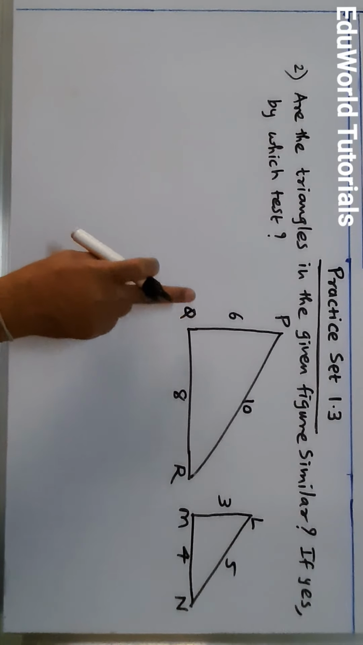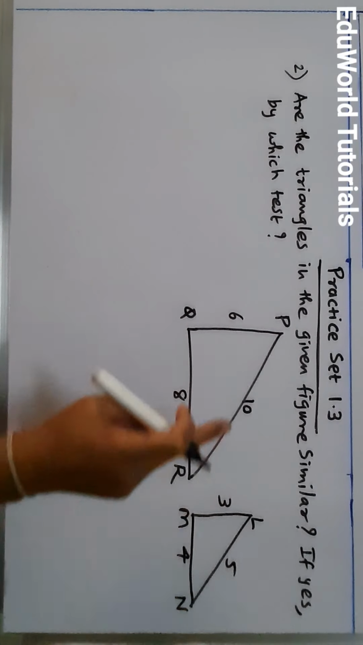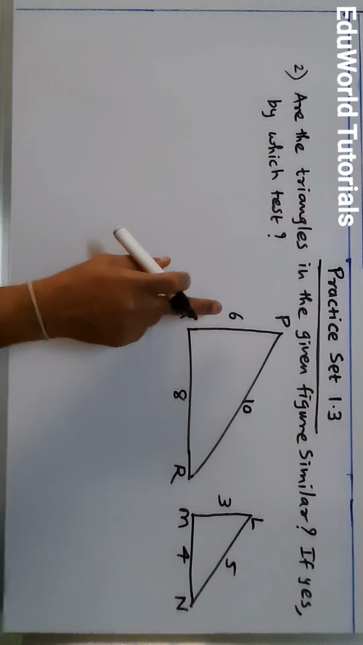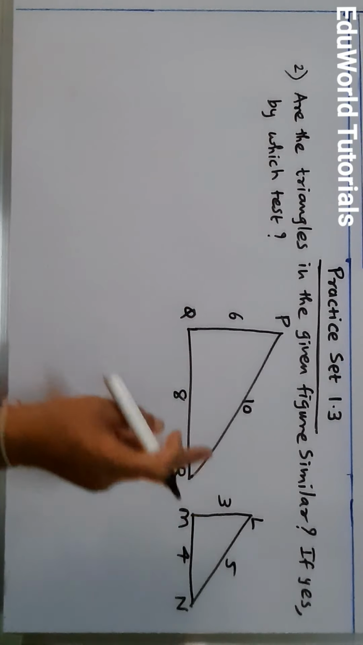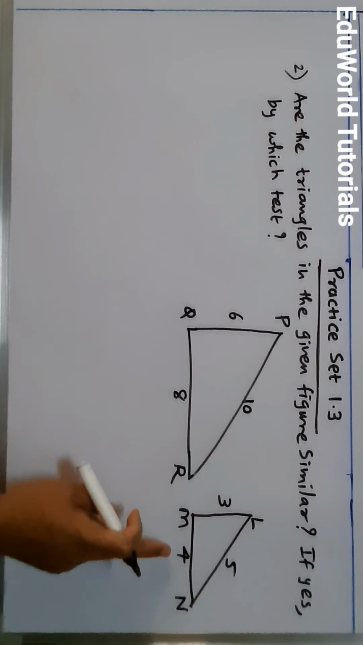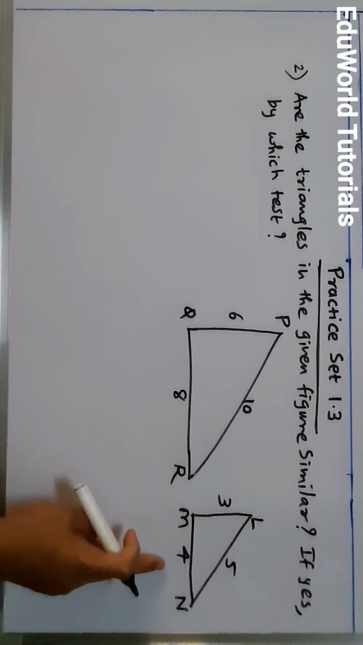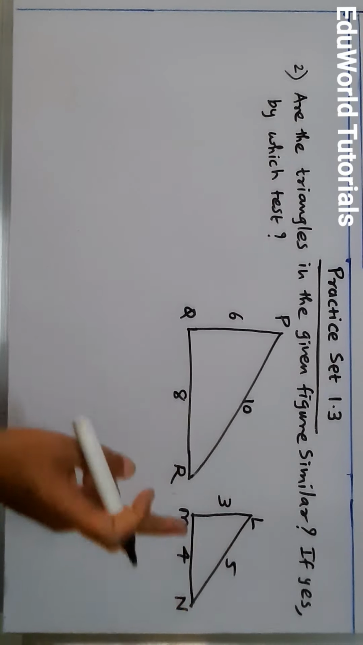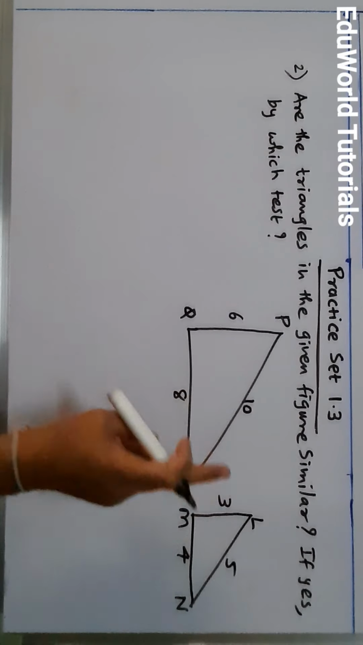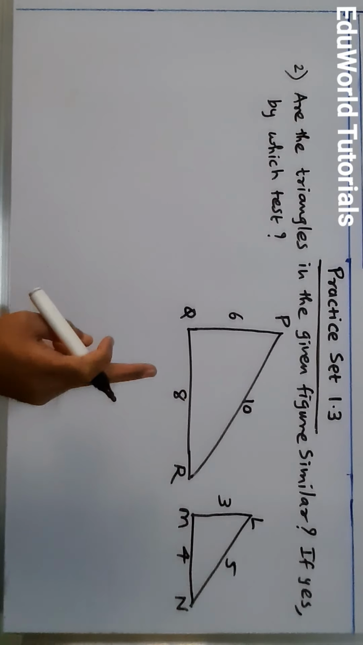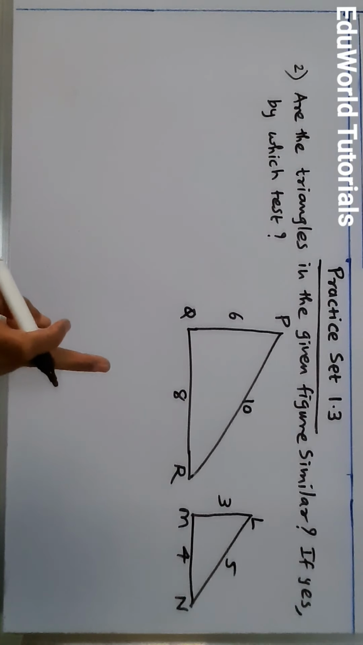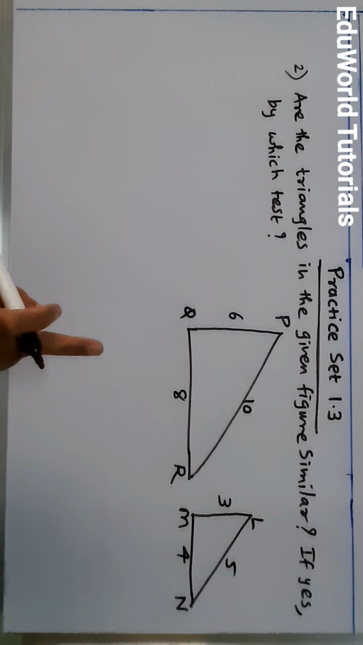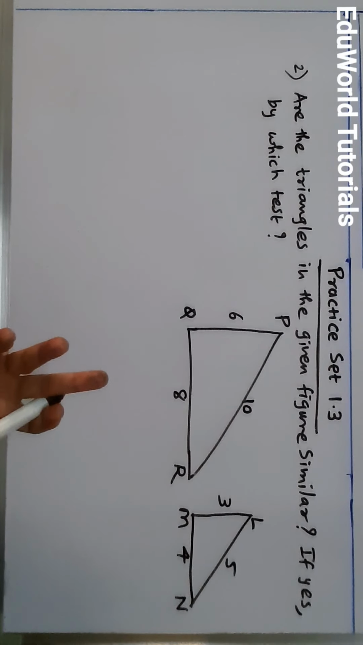Now let us see the corresponding sides PQ and LM. If they are the corresponding sides, then what is the ratio of their lengths? 6:3, that is 2:1. This also is 2:1, 8:4 is 2:1, and 10:5 is 2:1. So we see that corresponding sides are in the same ratio. So yes, the triangles are similar. Understand? By which test are they similar? They are similar by the side test.